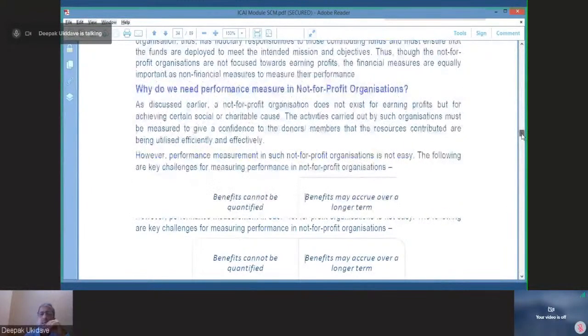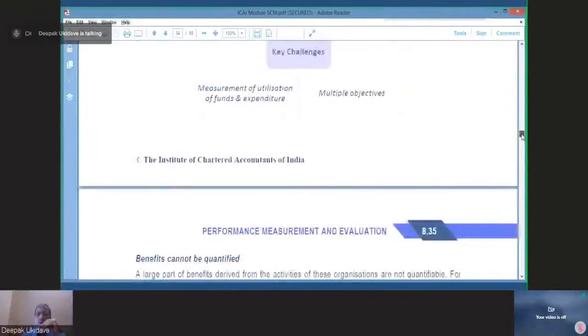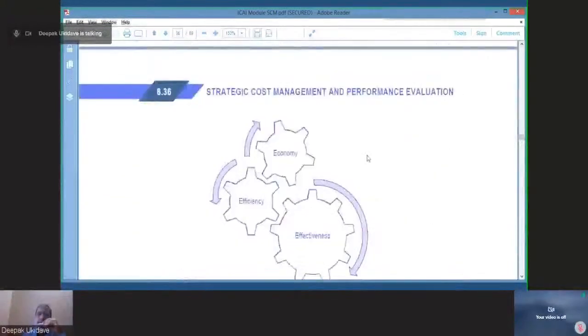You can see this. What is economy? Economy is obviously maintaining economy in spending, in incurring the cost. Right? Wherever you have spent the amount, you should always maintain economy. That means unwarranted and unnecessary expenditure should be avoided.